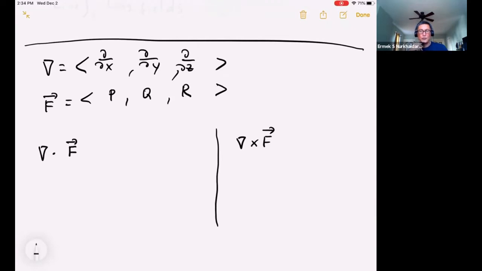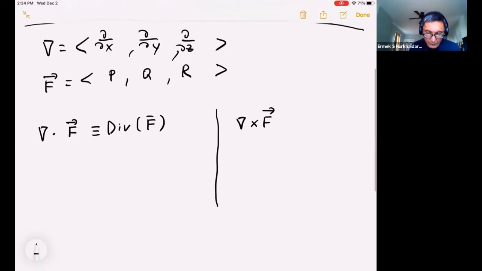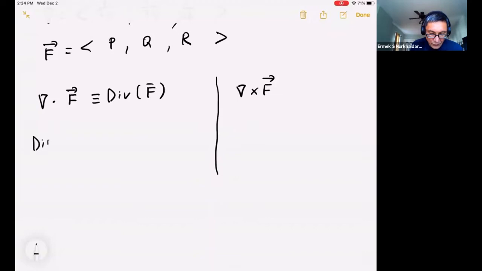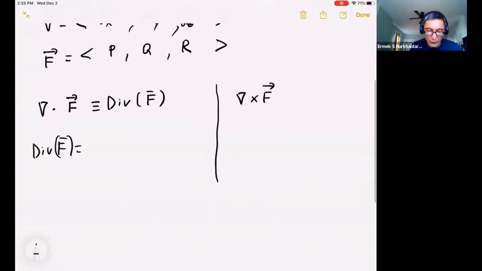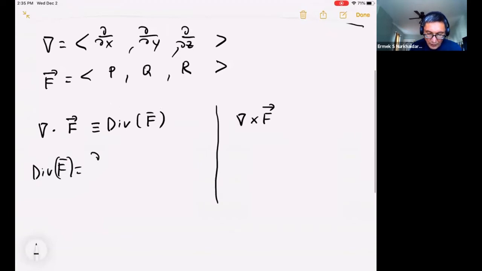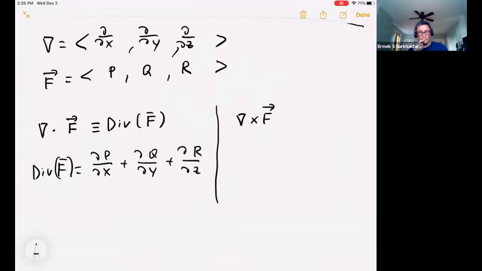When we're doing the dot product, this is going to be called the divergence of f. Which means divergence f is, if we do the dot product, you take the derivative of the first one with respect to x, the derivative of the second one with respect to y, and the derivative of the last one with respect to z. Okay, so that's divergence.